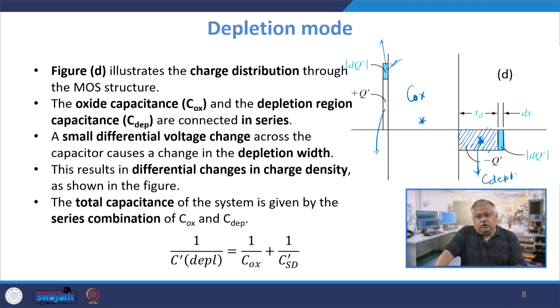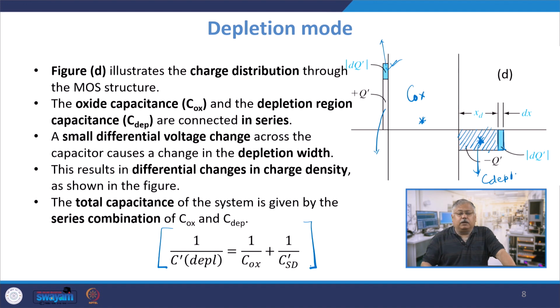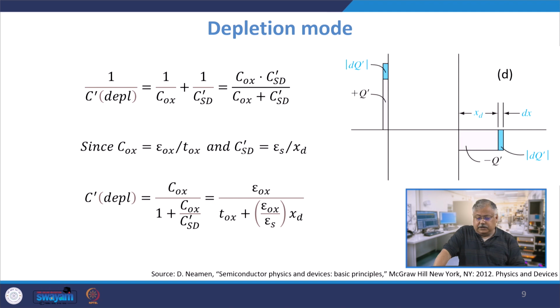But for relatively low values of applied gate bias, you will have a depletion region, and this depletion region will be in series with the oxide capacitance. So, I get the overall depletion as 1 by C prime depletion is equal to 1 by C oxide plus 1 by CSD, where CSD prime is basically the source to drain effective value which we get. So, I get the overall depletion as 1 by C ox, because it is a series capacitance.